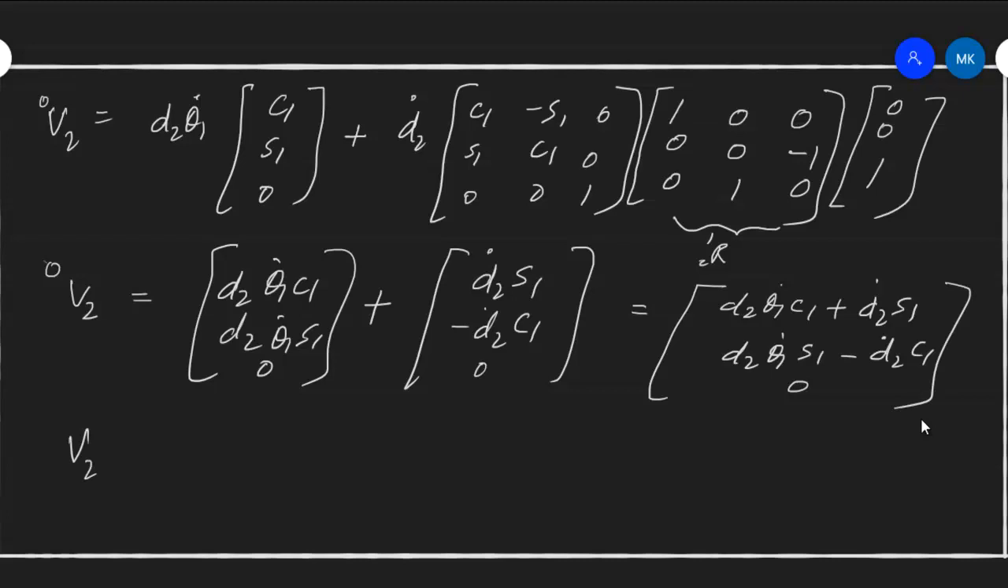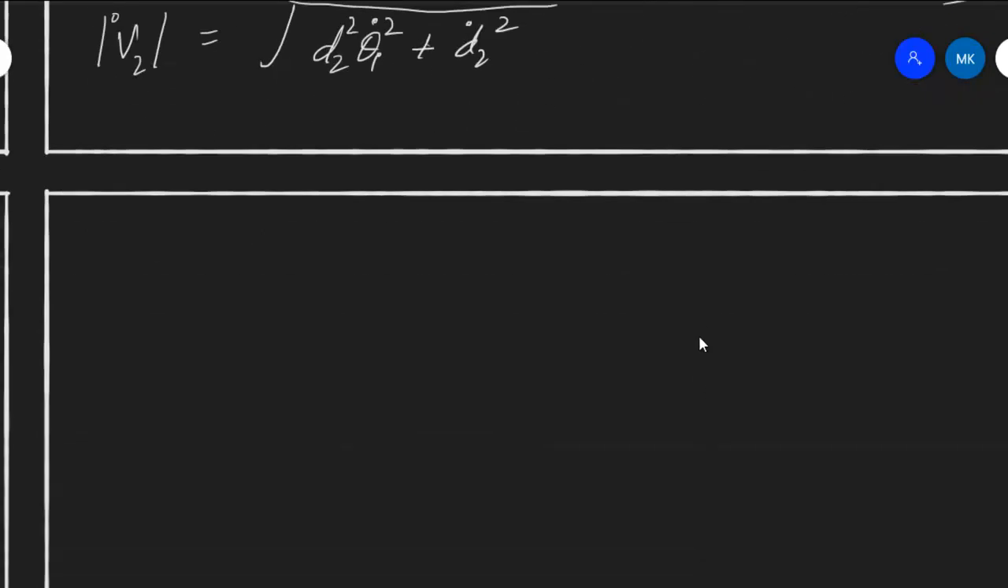Now the magnitude of v2 would be simply the square root of this square plus this square. So that will finally reduce to something like this. I'll just skip a few other steps. So it will be d2 square theta 1 dot square plus d2 dot square. So this is our v2 magnitude squared. Obviously in kinetic energy we will get half v2 square, so this square root would go away from there.